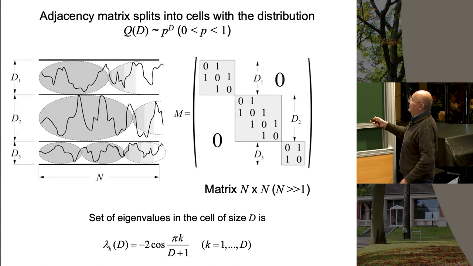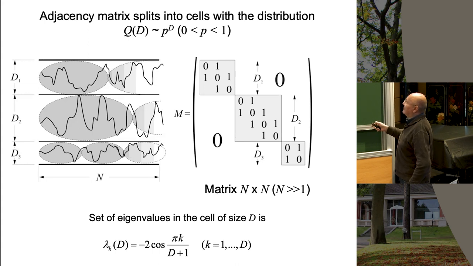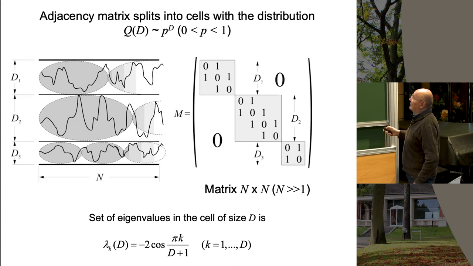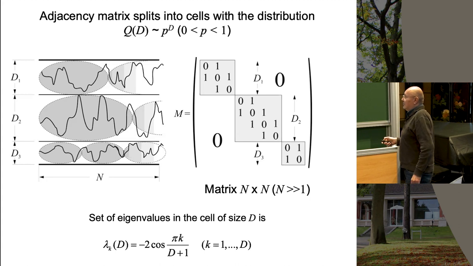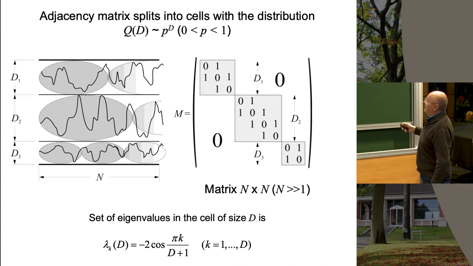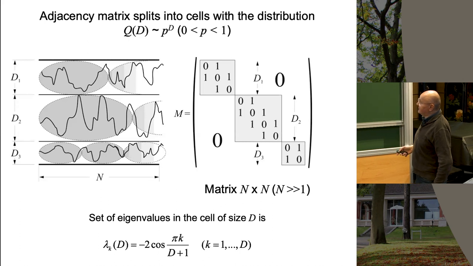We have some interval. Inside, we have just a random walk, a discrete Laplacian, and then we should average over all possibilities of cells of a given size. Of course we know the spectrum, and this is easy to compute for each cell. So the spectrum is like that.